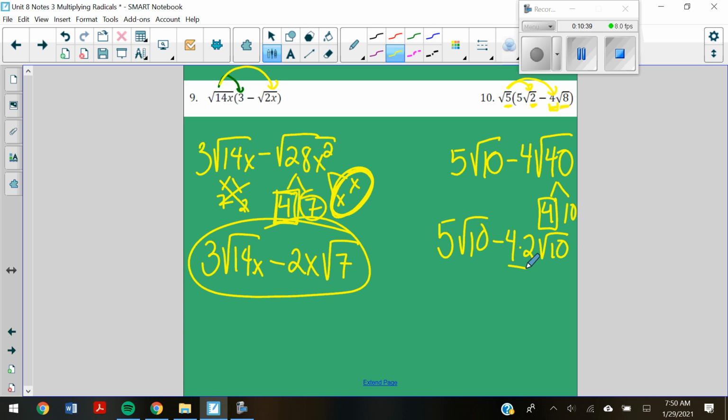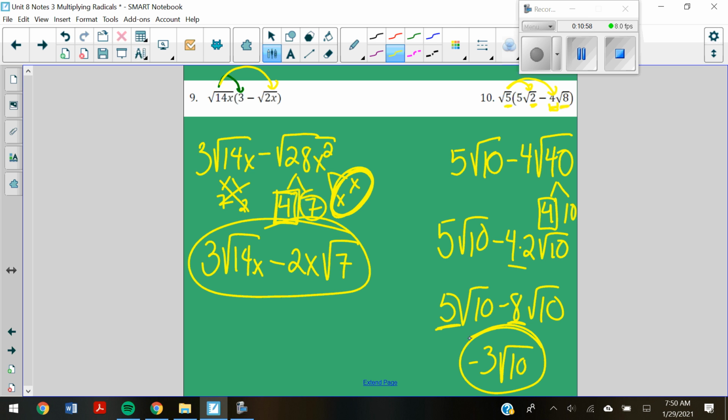So this becomes a negative 8. So 5 square root of 10 minus 8 square root of 10. And now these are like radicals because they're the same thing underneath the square root. So we're going to take 5 minus 8, which gives us a negative 3 square root of 10.